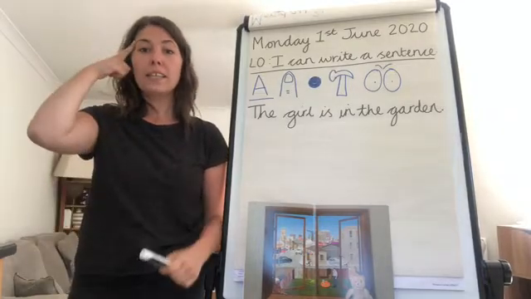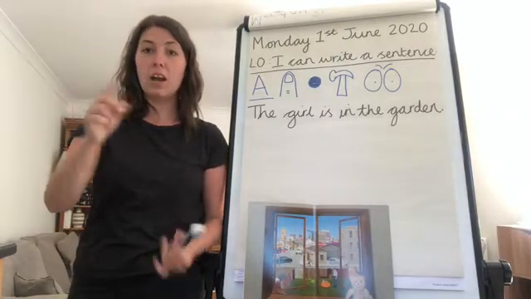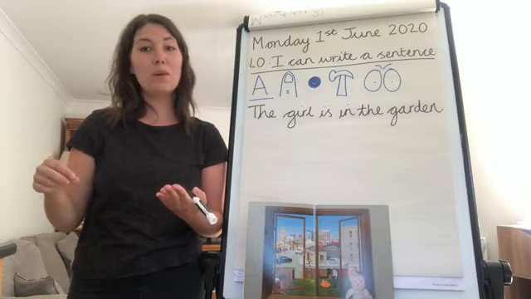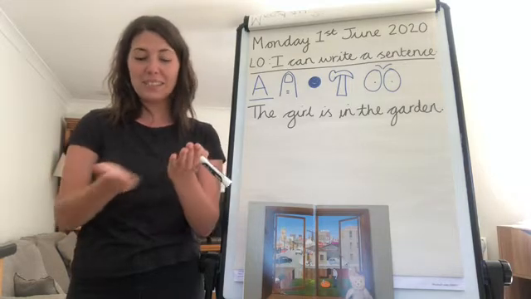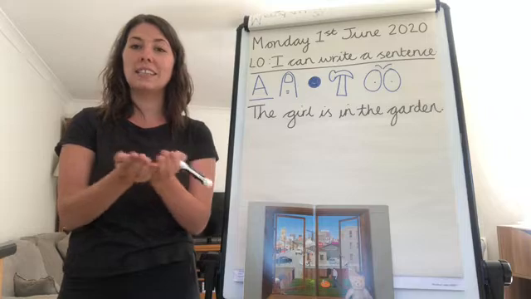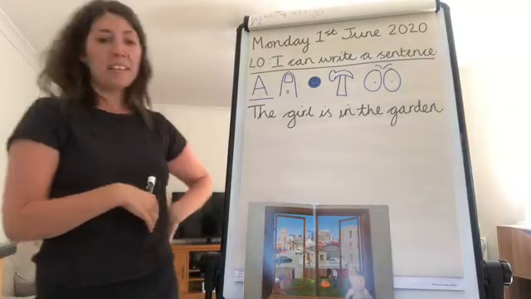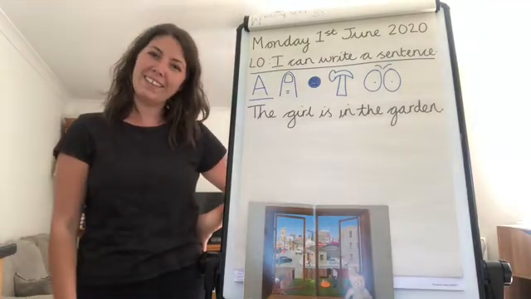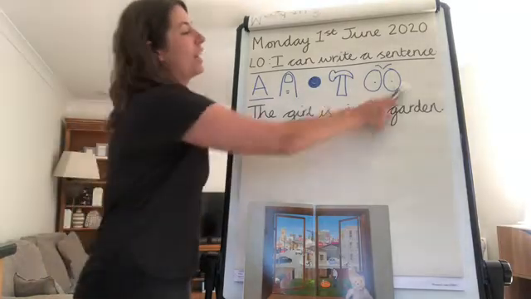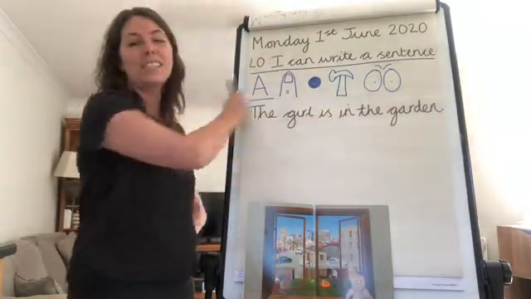So I thought my sentence. I said it. I've written it down. Now what must I do? You've got it. I now need to check my sentence. It looks lovely. Is that what I mean? No, I've got to check it against the success criteria.